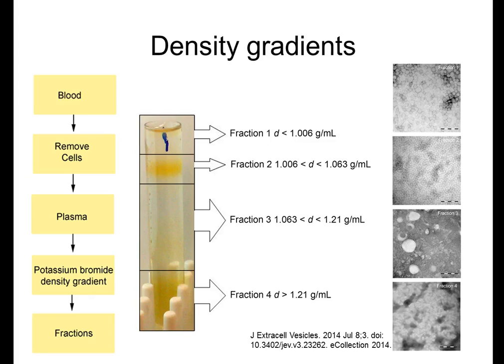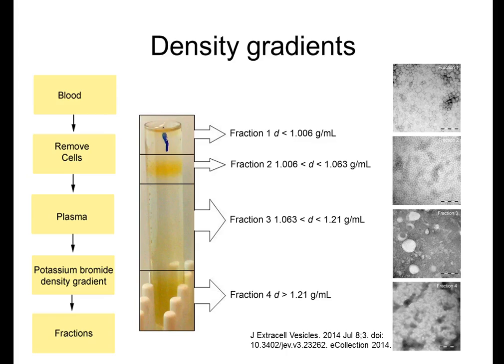You can also apply density gradients to isolate vesicles from plasma and other body fluids. One of the commonly used density gradients, at least in our hospital, is potassium bromide density gradient centrifugation, and this method is used to separate different fractions of lipoprotein particles from plasma. So you start with plasma and you are able to separate the different fractions of lipoproteins.